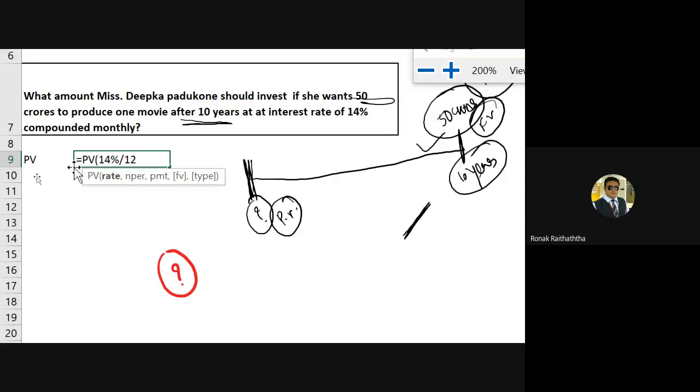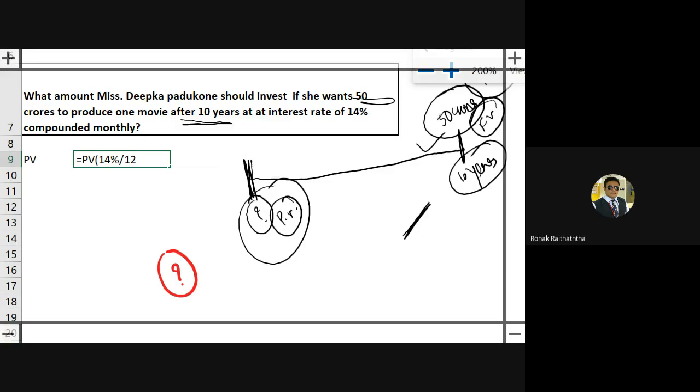Number one. Number 2 point. See, it's not an annuity. It is not an annuity. It is not said to us that Deepika Padukone will have to invest every month or every year. We just want the present value right now, that how much to invest now. Single transaction, a single slot. In a single slot, what amount she should invest now? It's not given to you, it's an annuity. No such information related to annuity is there.